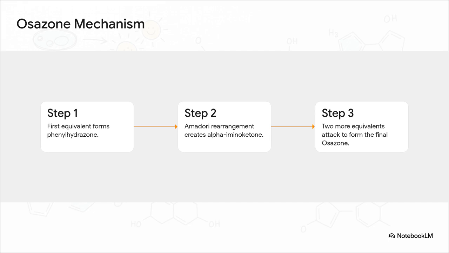The sugar reacts with your first equivalent of phenylhydrazine to form a phenylhydrazone. Step 2 is where things get wild, the Amadori rearrangement. This creates an alpha-iminoketone. And then Step 3, the grand finale. 2 more equivalents of phenylhydrazine attack the molecule. This forms the final osazone. So that's 1 equivalent in Step 1 and 2 equivalents in Step 3, giving us 3 total.